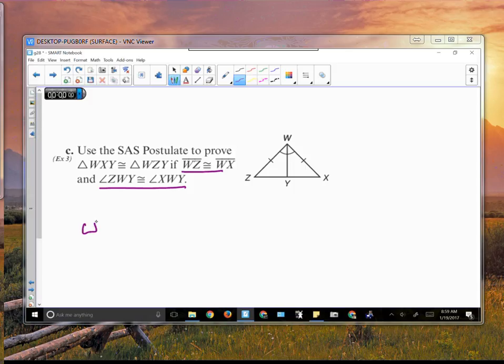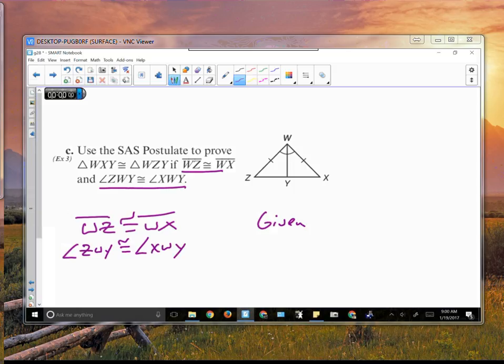So we are going to say that WZ is congruent to WX. We are told that angle ZWY is congruent to angle XWY. Given. We know that we wanted WY congruent to WY because it's in both triangles, right? Now, as I'm going through this, if I have the same thing congruent to the same thing in a different triangle, we know that that one's the what one? Reflexive.